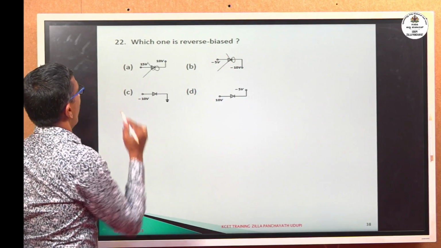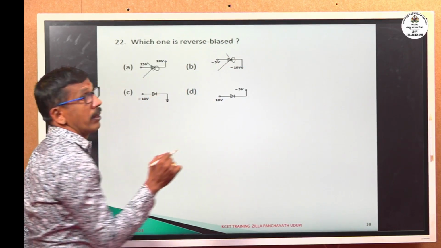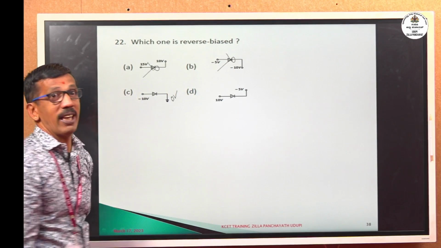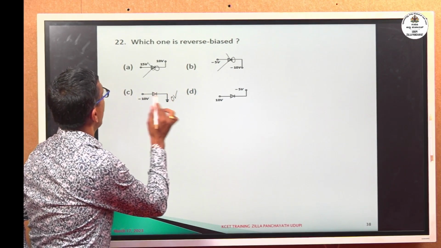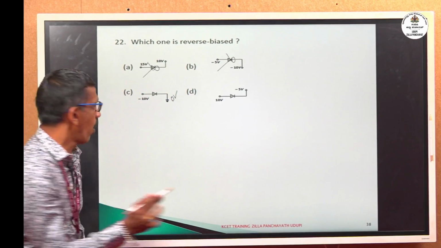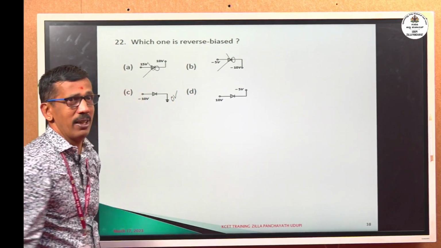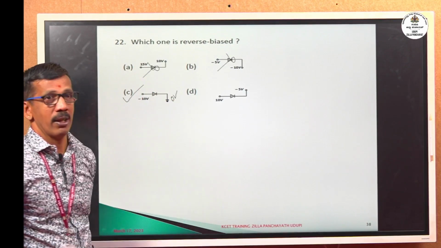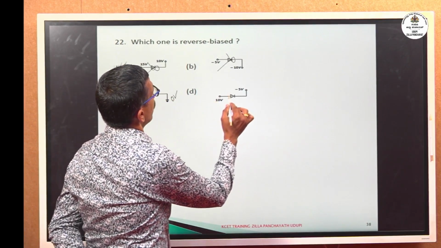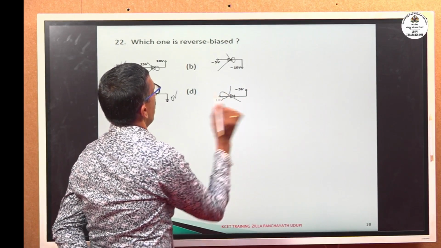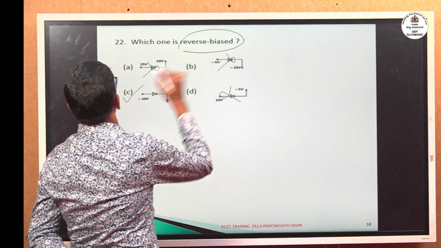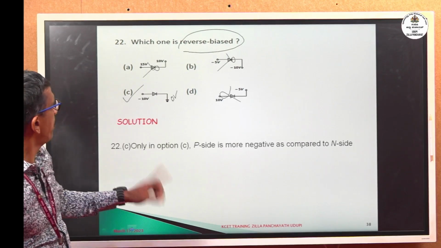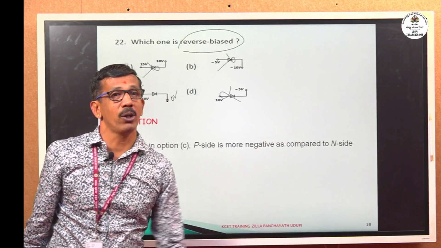Just you see the third one, -10 volt, the N side is connected to earth. Earth means 0 volt. Earthing means 0 volt. So, 0 is higher potential compared to -10. Agree? 0 is higher potential compared to -10. So, the diode C is in reverse bias. It is the answer. Now we see the fourth option. 10 volt is higher potential, -5 lower potential, it is also forward bias. We want reverse biased, the answer is C. Only in option C, P side is more negative as compared to N side.